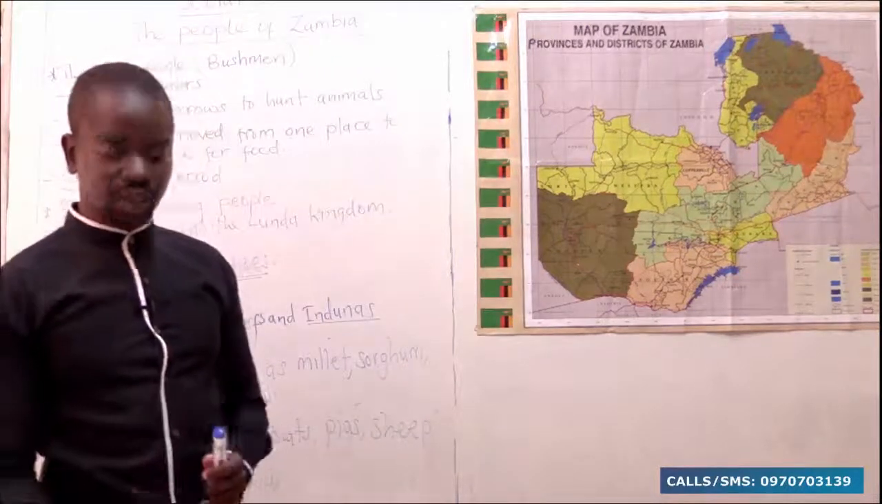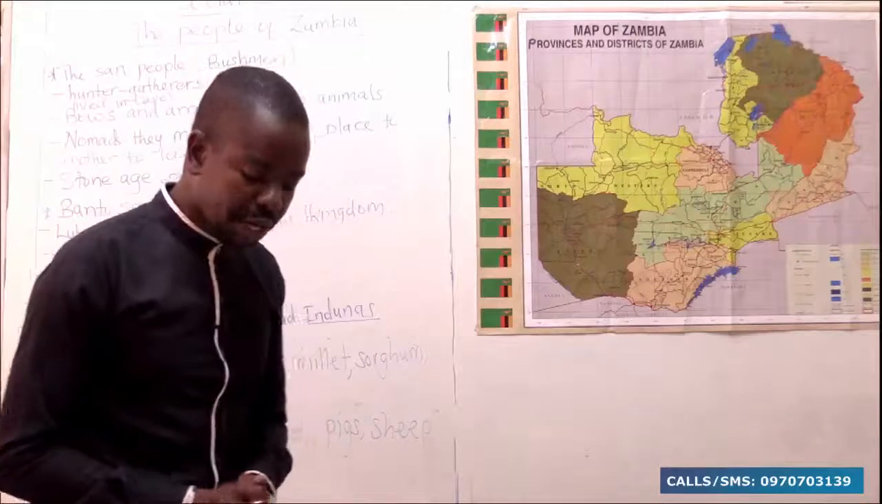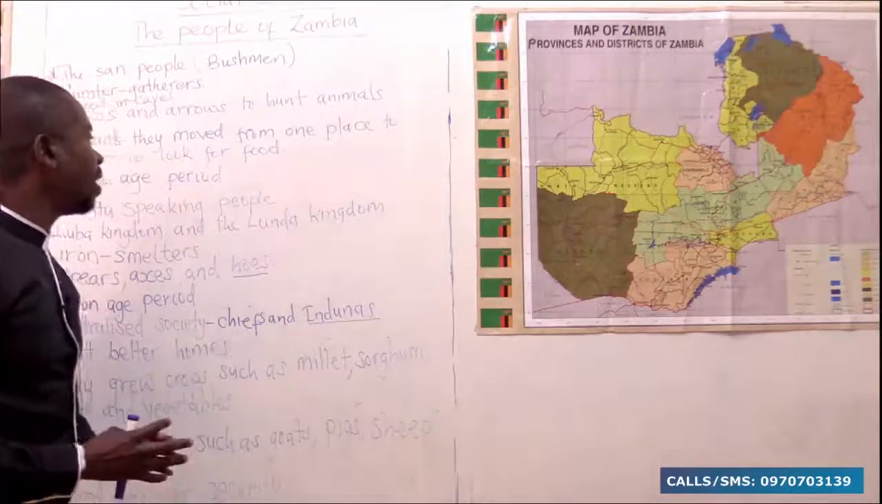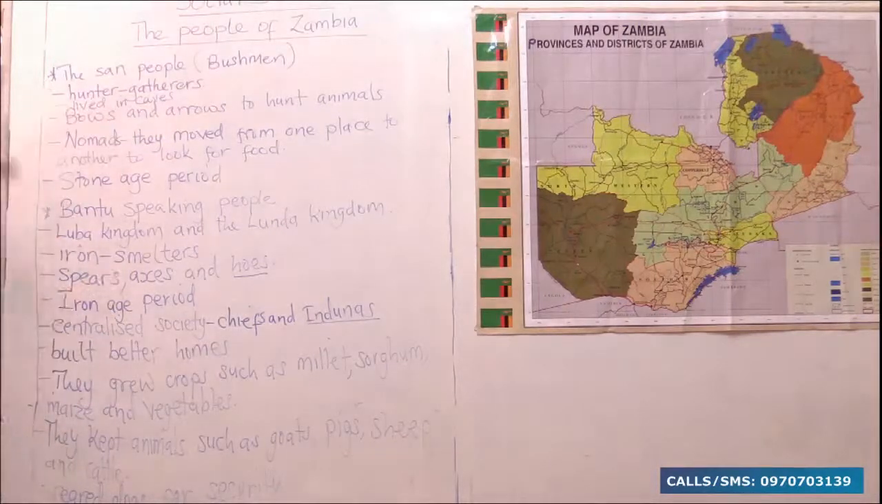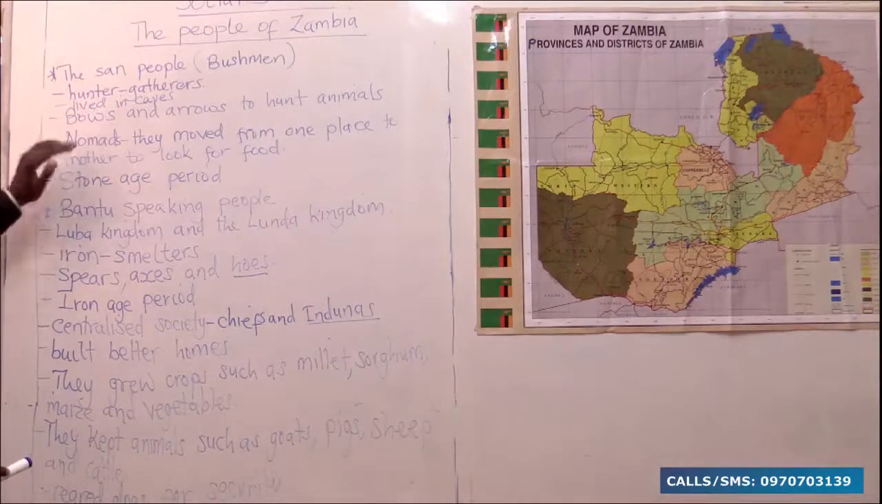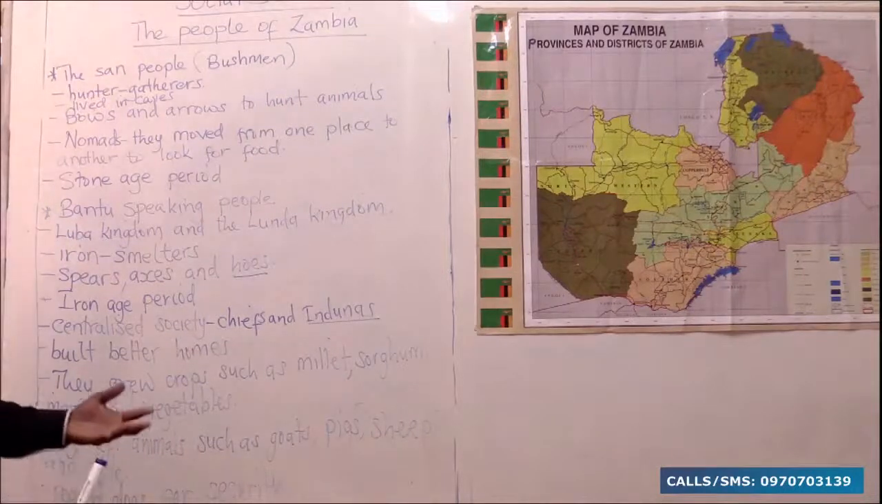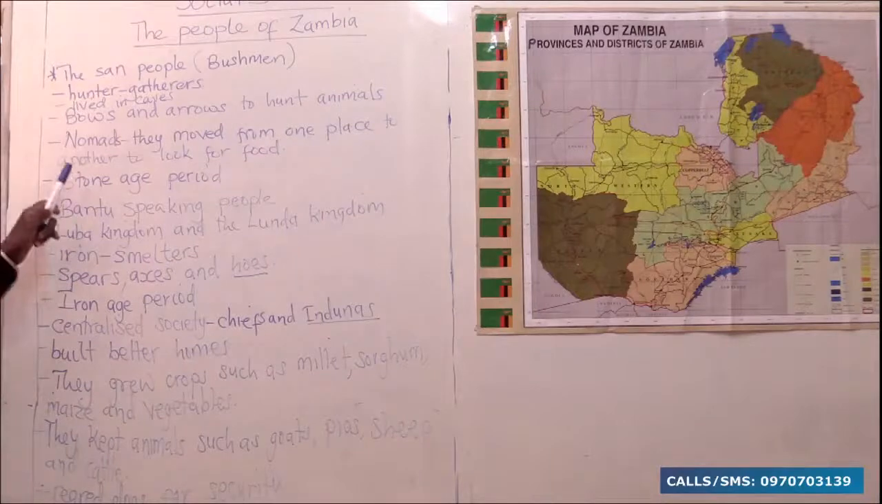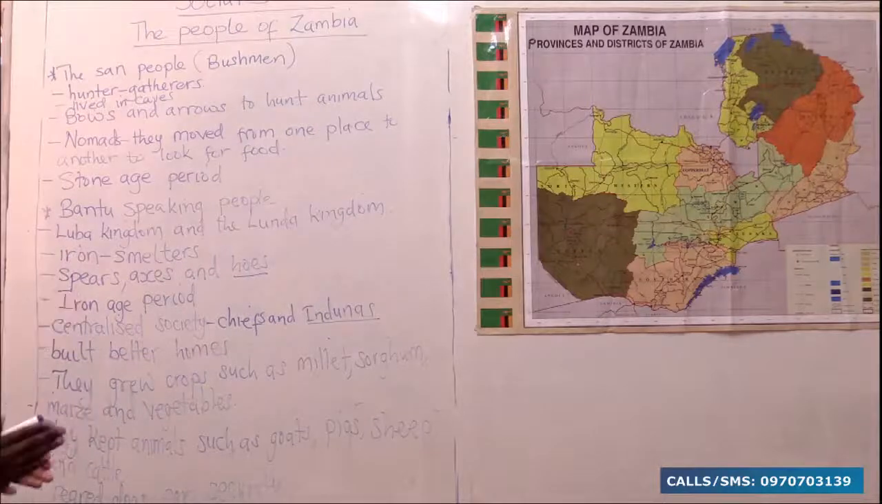All right, it seems that we do not have any other SMSs apart from the one I just read. Okay, so let me go through quickly what we have learned today. Okay, so these were also hunter-gatherers. They lived in caves. They used bows and arrows to hunt animals. They were nomads, meaning they moved from one place to another to look for food. They used stones to cut meat and to kill animals.